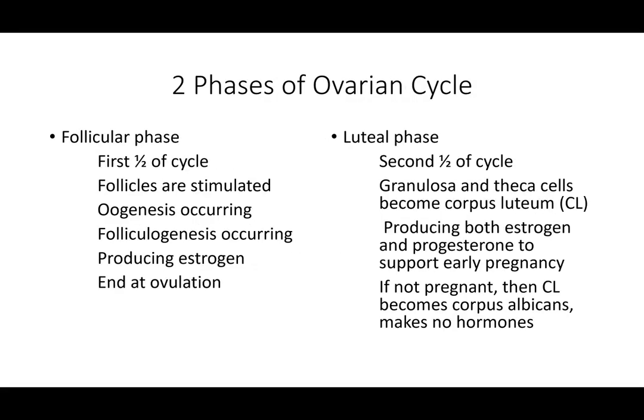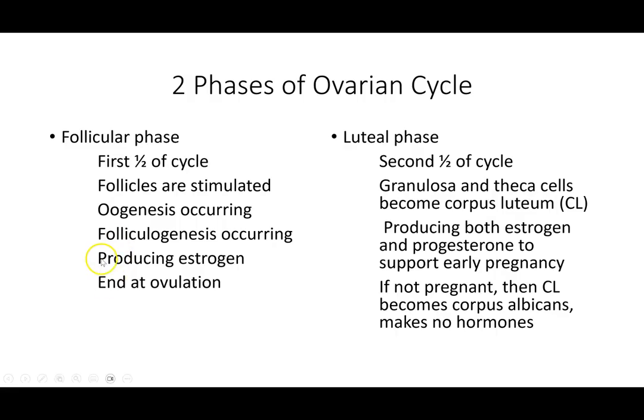The ovarian cycle does get split into 2 distinct phases: the follicular phase and the luteal phase. The follicular phase is the first half of the cycle. This is where those follicles are actively growing. Oogenesis is occurring, so we're going through those different stages of meiosis 1 and meiosis 2. We've got that folliculogenesis, so again, increased number of theca cells and granulosa cells.